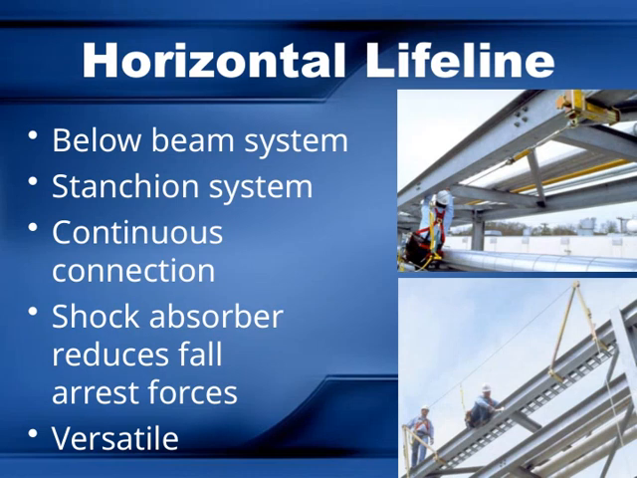Let's take a closer look at some of the key components that contribute to a safe and effective fall protection system. First, we have the below beam system, which provides a sturdy anchor point close to the work surface. Then, there's the stanchion system, which offers flexibility and stability by supporting various types of lifelines. The continuous connection is crucial because it ensures that workers remain secured throughout their movement, minimizing fall risks.